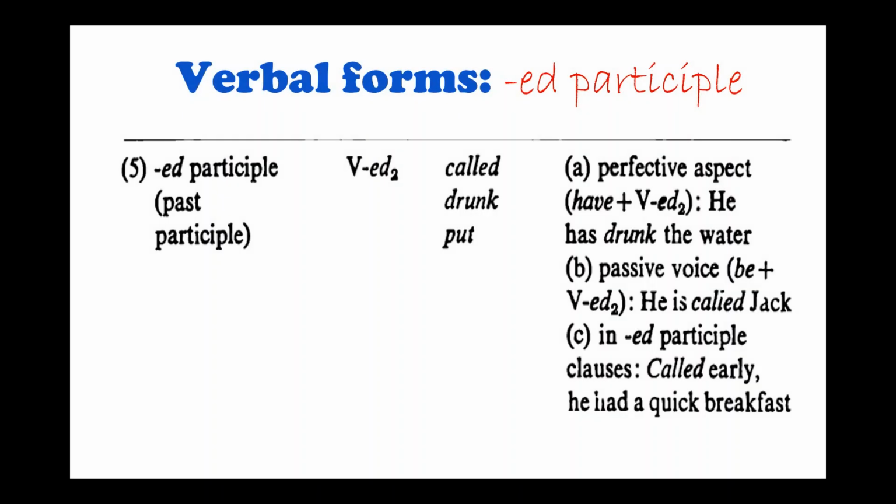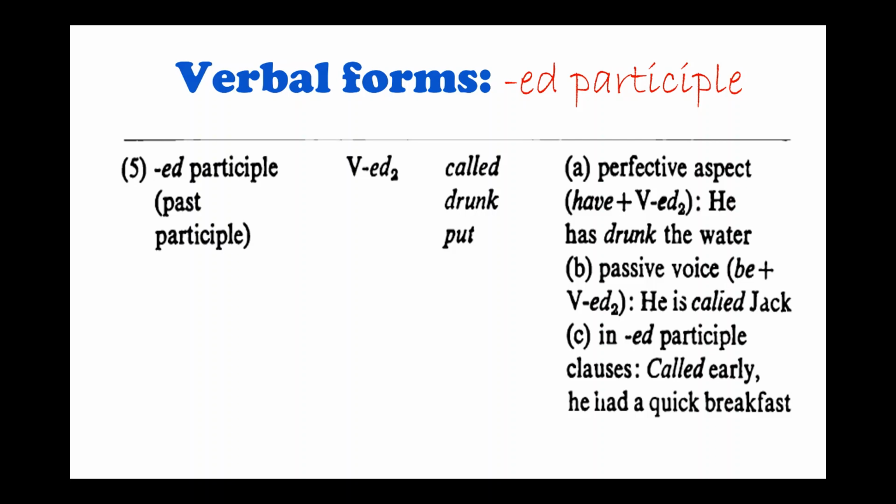And the last form is the ed participle. And there are three scenarios in which we use the ed past participle, to be accurate. The first scenario, when we want to express the perfective aspect. As in, look at the example. He has drunk the water. Has drunk, this is the verbal phrase. Has is the perfect auxiliary. Drunk is the main verb.